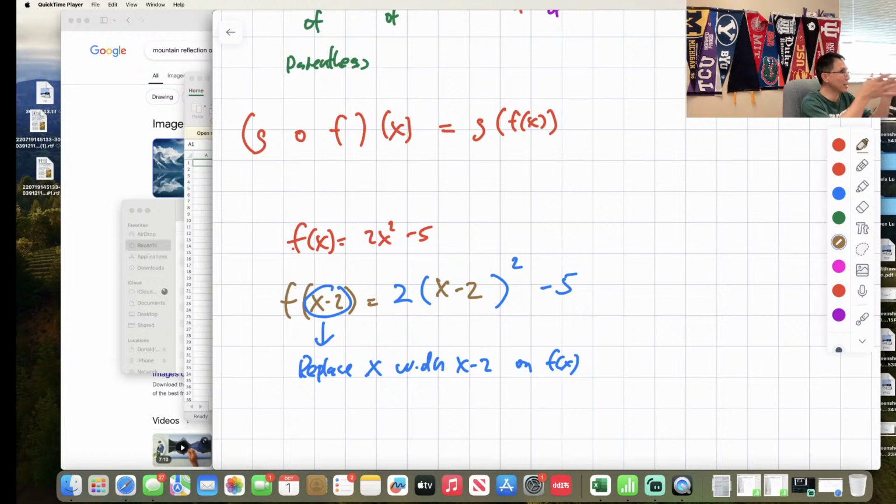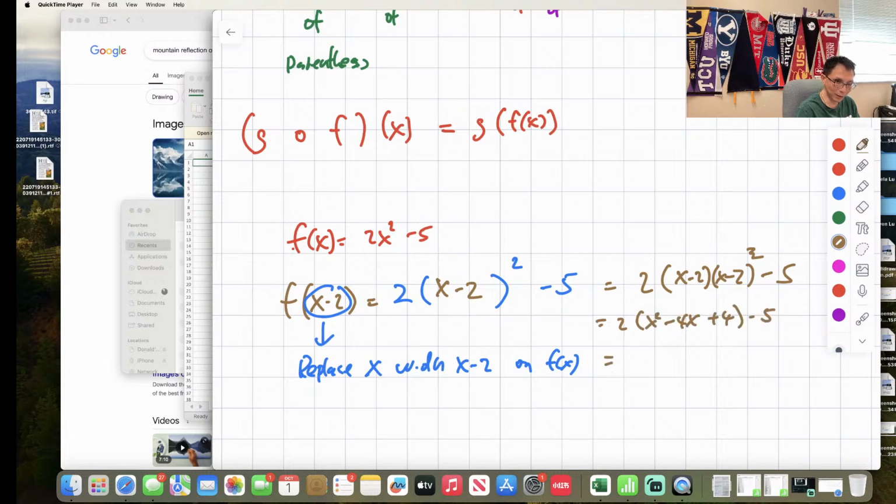I can replace this expression as an x. Not only can I replace a number, I can replace it with expressions. And then you can say, oh, okay, that's pretty easy. I'll just expand it. So it'll be x minus 2 times x minus 2. Please do not say it's x squared minus 4. That's wrong. So that's going to be 2 times x squared minus 4x plus 4 minus 5. That's equal to 2x squared minus 8x plus 8 minus 5, so it's plus 3. And that's the final thing. Okay, I'll give you a try.